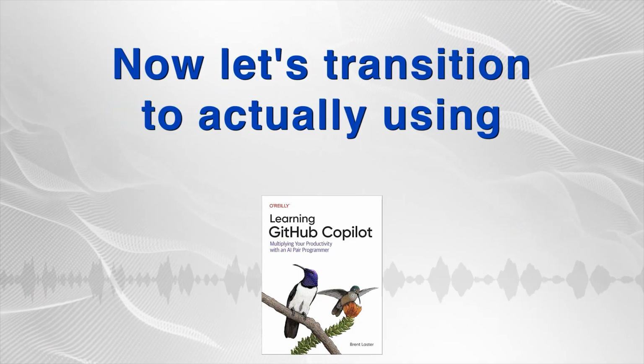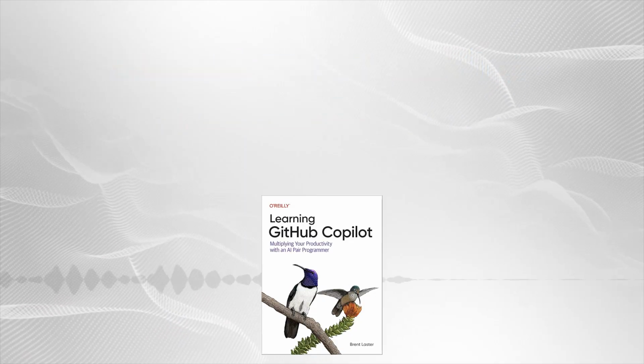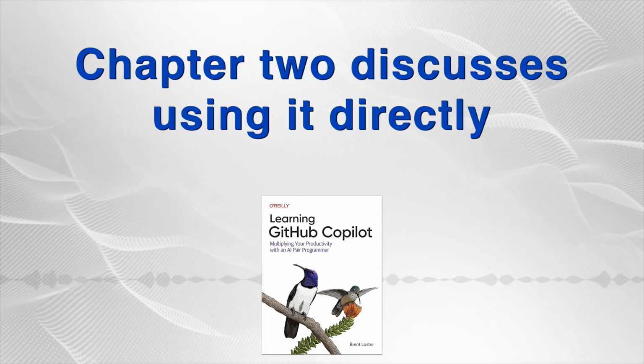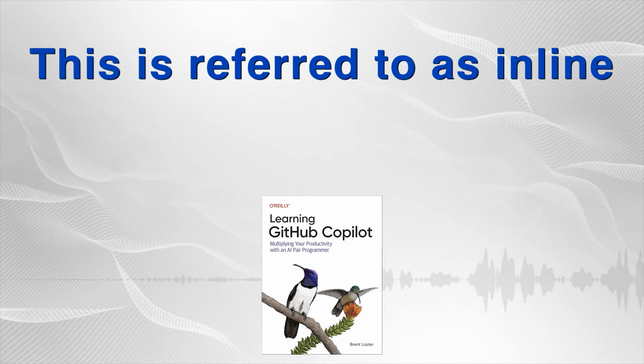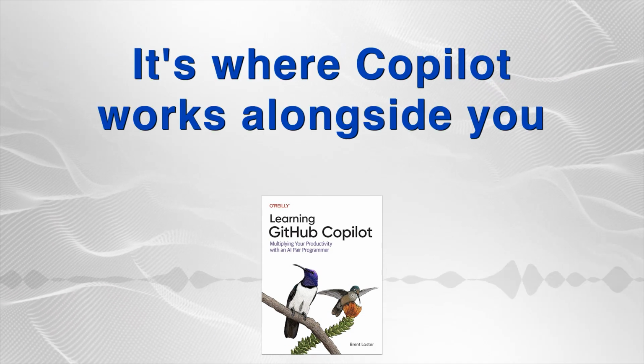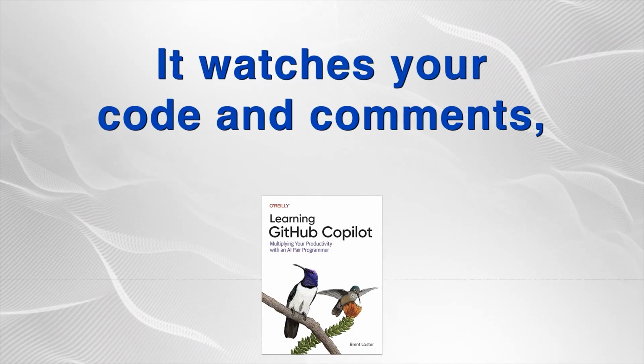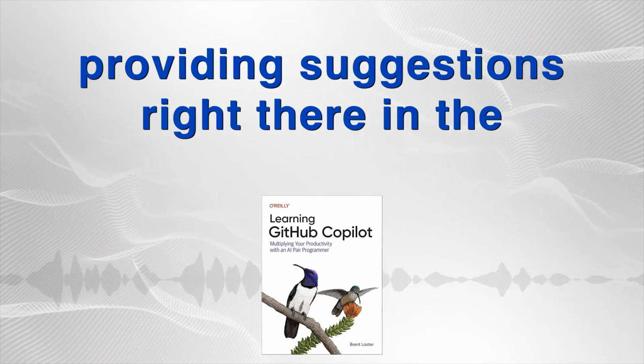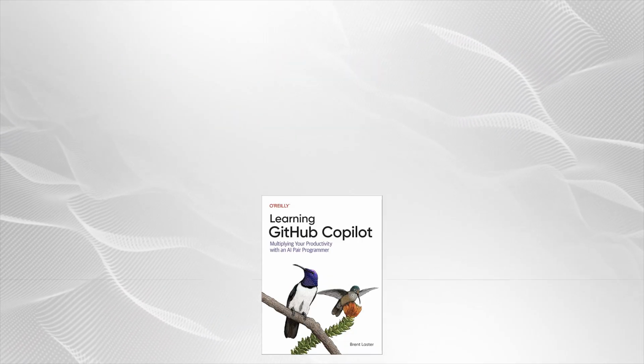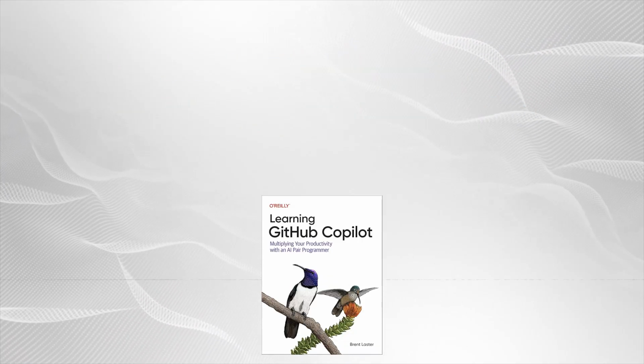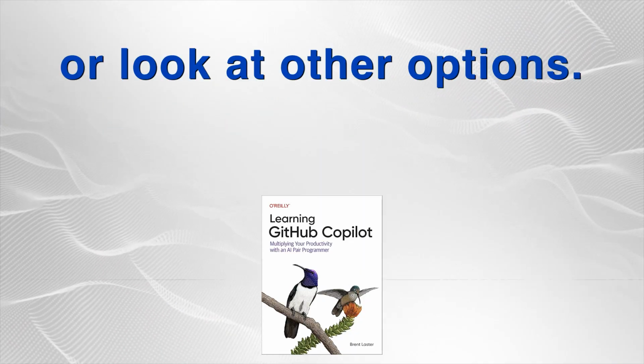Now let's transition to actually using Copilot while coding. Chapter 2 discusses using it directly in the editor. This is referred to as inline mode. It's where Copilot works alongside you as you type. It watches your code and comments, providing suggestions right there in the editor. These suggestions usually appear subtly. You can accept them fully, partially, or look at other options.